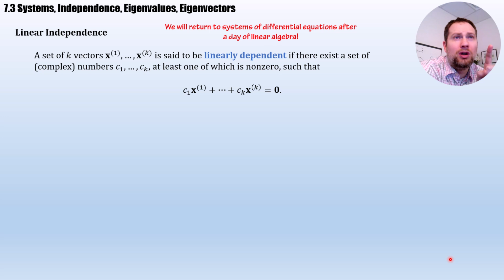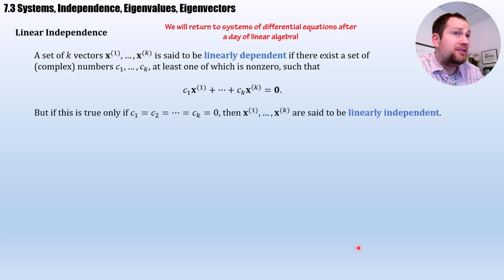Another really key word in this definition is this word right here, non-zero. Because obviously it's trivial. It's always true that you can put zeros in there for C1, for C2, etc., all the way up to CK. If you put zeros in there, of course you're going to get the 0 vector on the right side. So we're looking for a combination of C1s through CKs that give you 0, that are non-zero, that are not trivial constants, right?